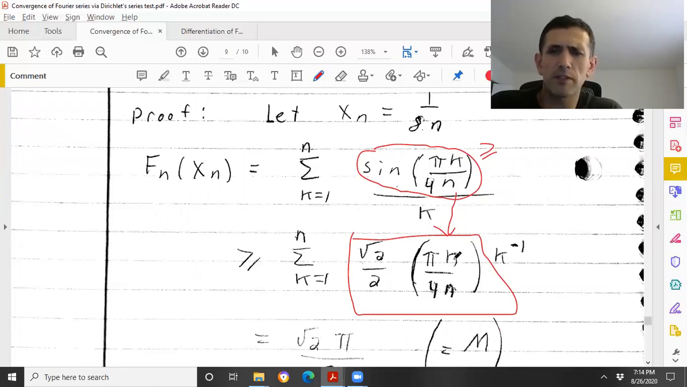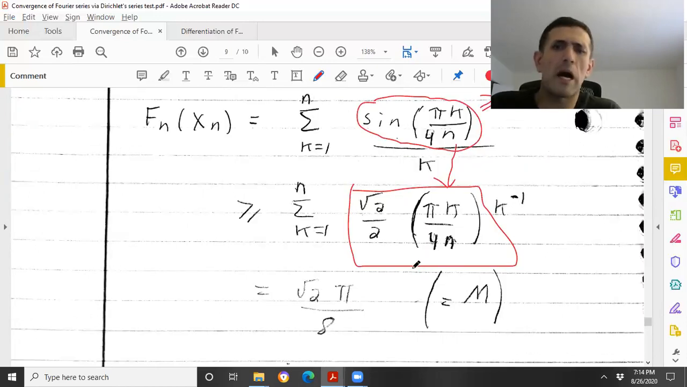So you're just basically summing from k equals 1 to n, root 2 over 2 times pi over 4n. There's no k to speak of. So the n's then cancel. So this is root 2 pi over 8. Whatever, just call this big M. It's certainly bigger than 0, that's for sure.